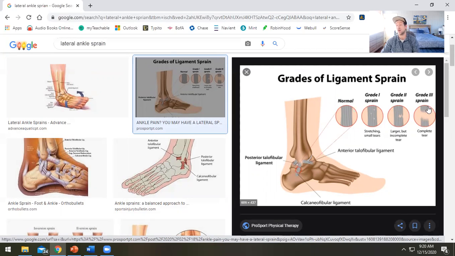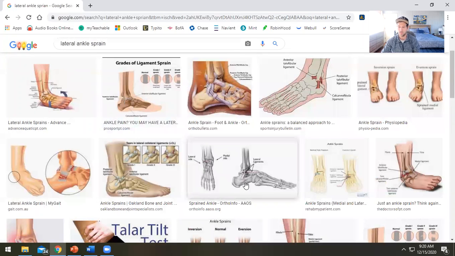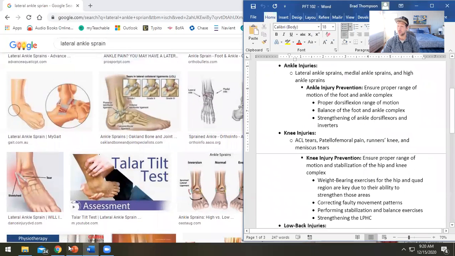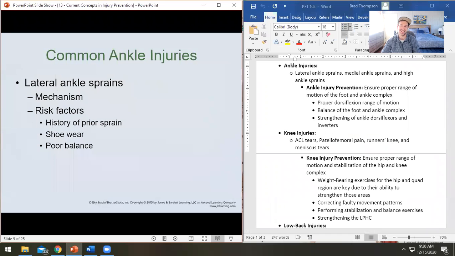This usually requires surgery to fix because they need to reattach it so that your immune system can actually fix it. And so what they'll often do is they'll basically put a little bit of super glue in there, and it'll reattach it and give your body time to fix the whole area. So that's a lateral ankle sprain.